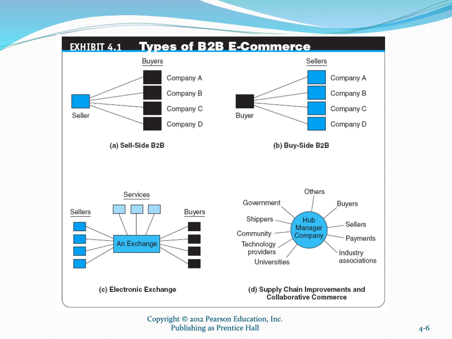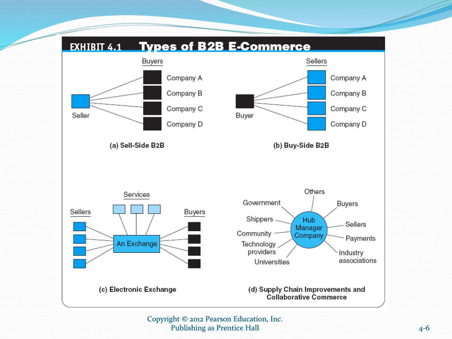Exhibit 4.1, types of B2B e-commerce, gives you a graphical representation of the four different marketplaces that we just discussed. You see in Part A the sell side, Part B shows you the buy side, Part C shows you the electronic exchange, and Part D shows you the supply chain improvements and collaborative e-commerce. Hopefully it helps to make it a little clearer what we're talking about.